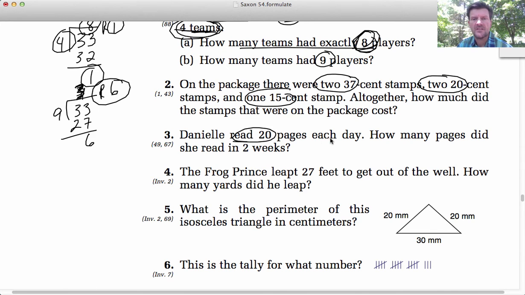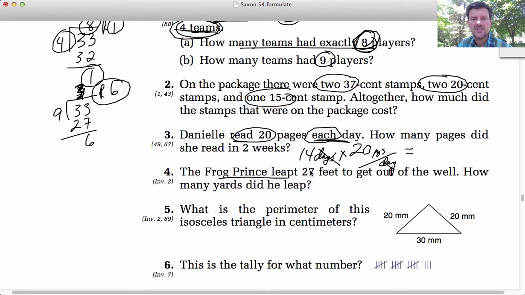Daniel read 20 pages each day. How many pages did she read in 2 weeks? So 2 weeks would be 14 days. And then you're going to take 20 pages each day. Notice the units here, days and days here. So notice how I set it up, 20 pages per day. The days are going to cancel, so this tells me I'm going to take 14 times 20 in order to get my answer, how many total pages.